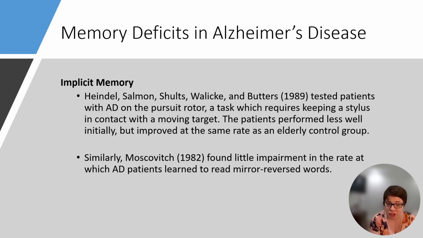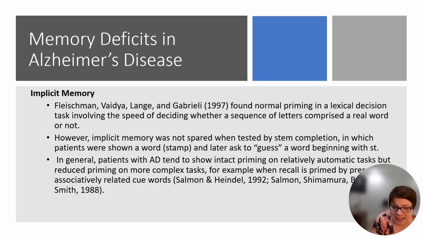They found that the patients performed less well initially, but they improved at the same rate as an elderly group, right? Similarly, Moskowitz in 1982 found little impairment in the rate at which Alzheimer's patients learn to read mirror-reversed words. So the data is somewhat mixed. This would suggest that, similar to amnesic syndromes such as HM, implicit memory is relatively preserved, but other evidence suggests that it can be impaired in certain contexts.